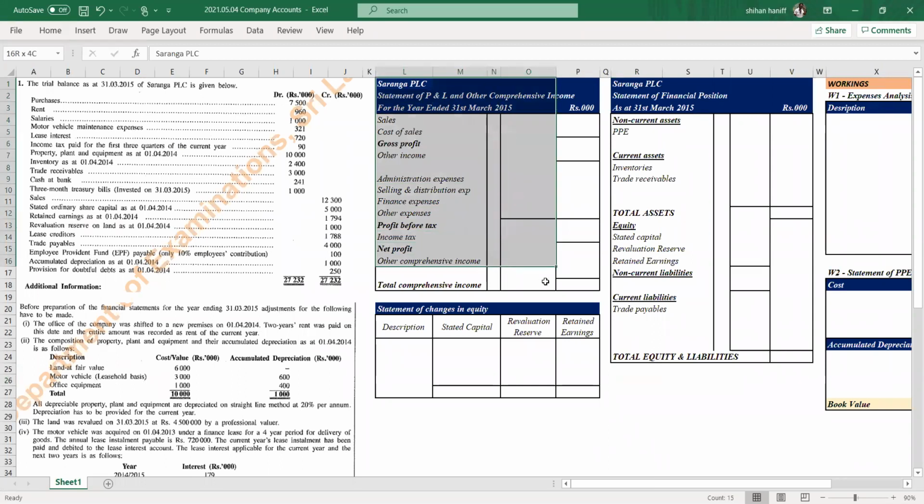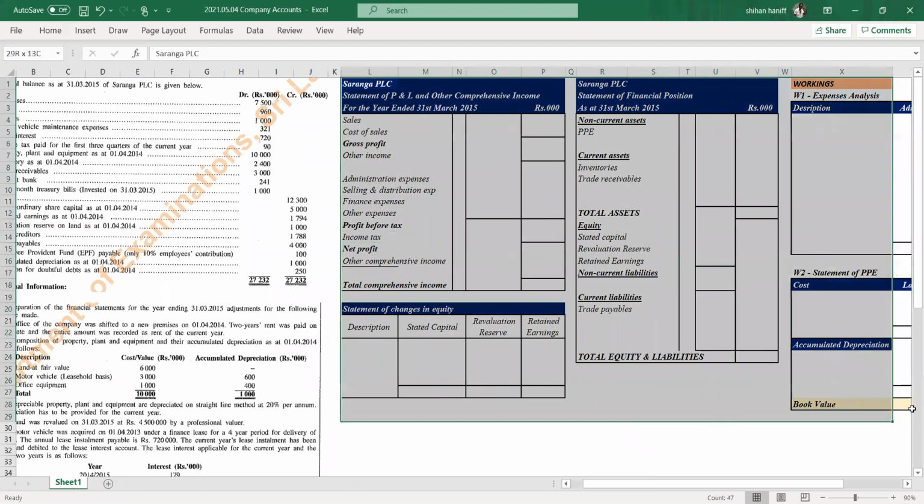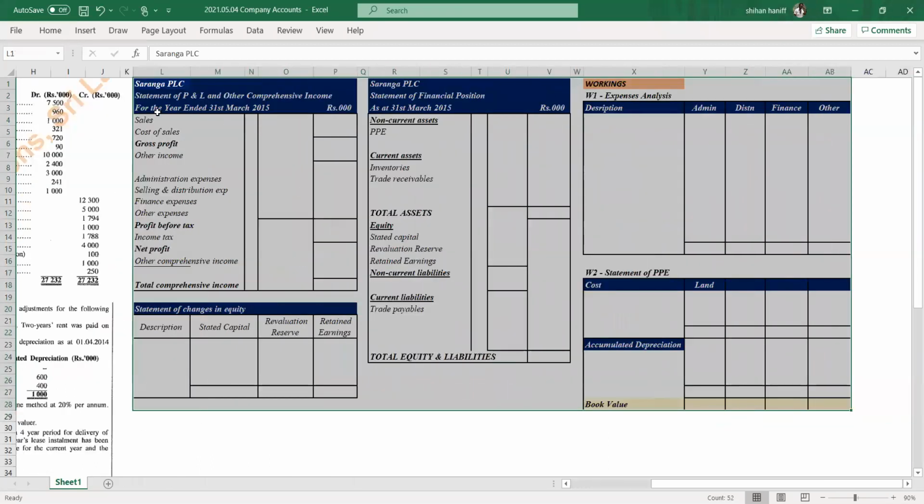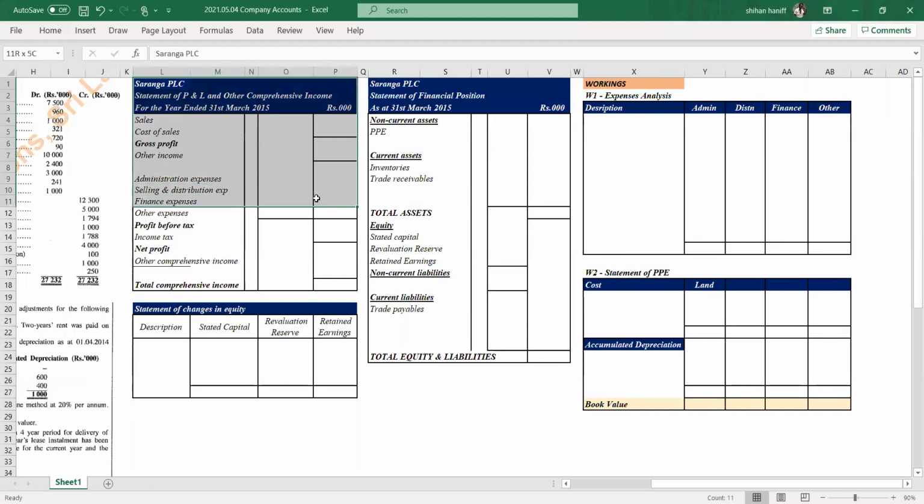As the first step, let's draw the format. We need the income, profit and loss and other comprehensive income, statement of financial position, statement of changes in equity, and two main workings. One is for the expenses, the other one is the statement of PPE. Draw the format.